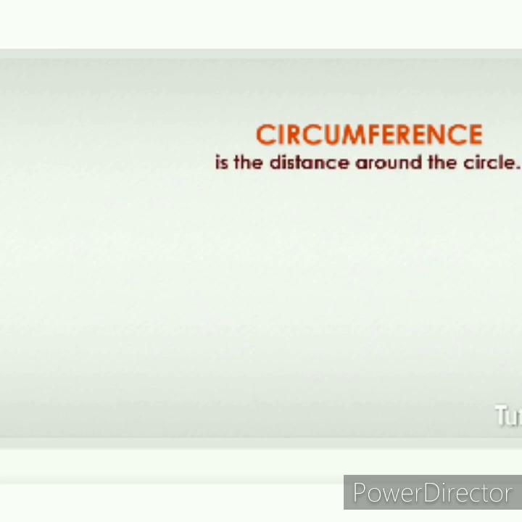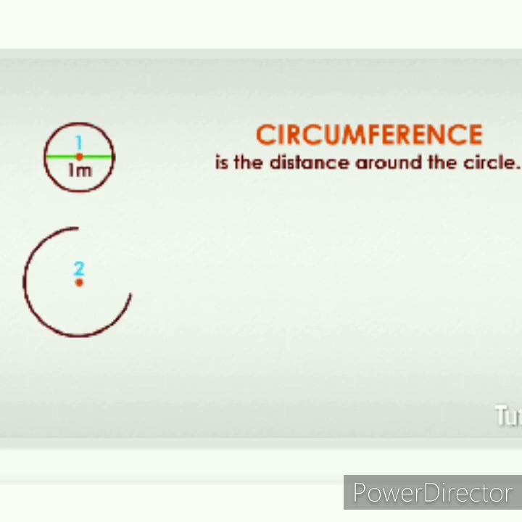For polygons, perimeter is the sum of the lengths of their sides. Circles have perimeter too, but we give it a special word, circumference. The circumference of a circle is the distance around the circle. Let's take a look at the ratio of the circumference to diameter in a couple examples. Here is circle 1 with a diameter of 1 meter and circle 2 with a diameter of 2 meters.